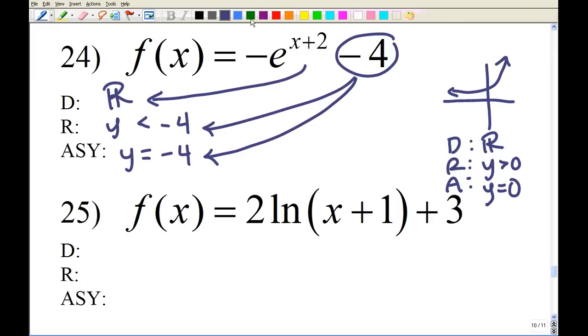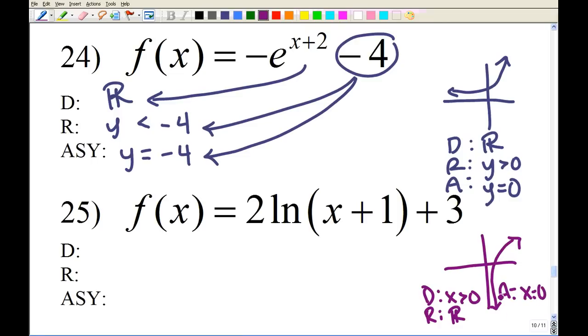However, on 25, we've got 2 times the ln, or the natural log, of x plus 1 plus 3. So remember that log functions, the parent functions, were the reflection of the exponential over that line y equals x. So the domain was x is greater than 0. The range was all real numbers. And the asymptote was at x equals 0. And that was true for any log parent function.